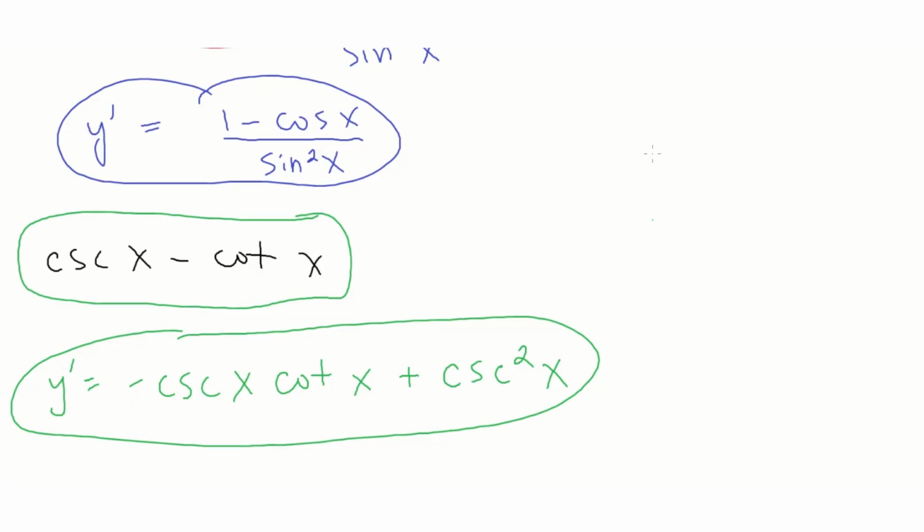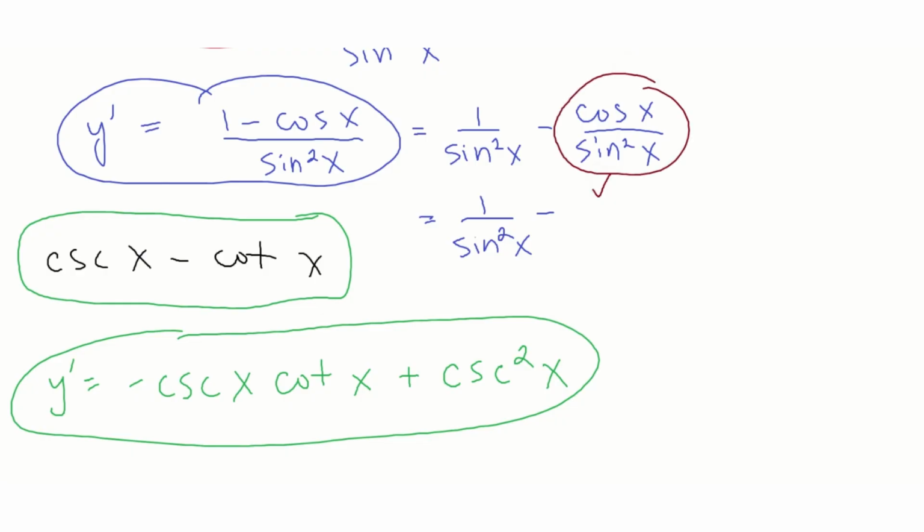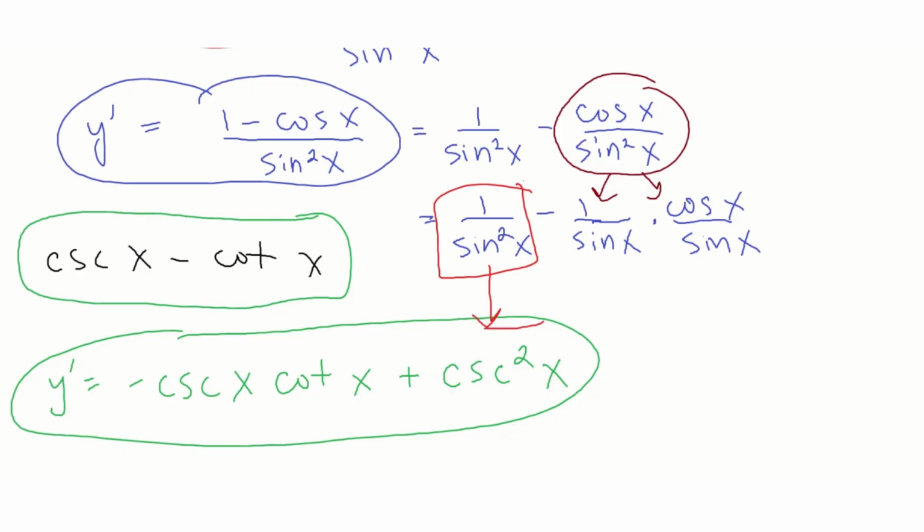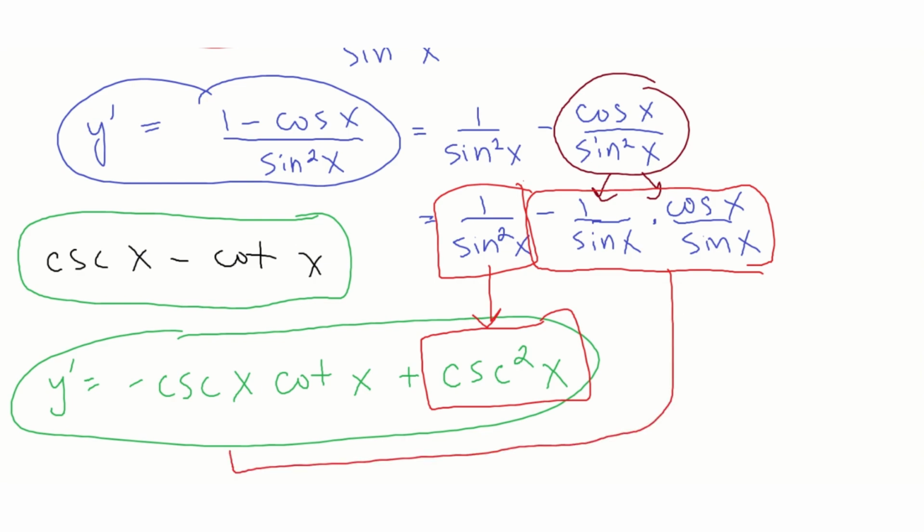To show that these two derivatives are equal, we can take the first form and split the denominator. And rewrite cosine of x over sine squared of x as one over sine squared of x is cosecant squared of x. And for the second term, 1 over sine is cosecant times cos over sine is cotangent.